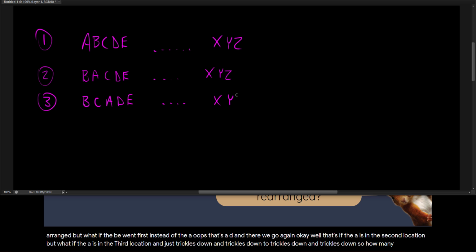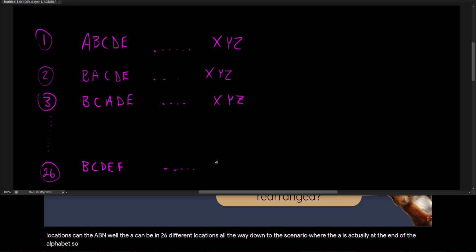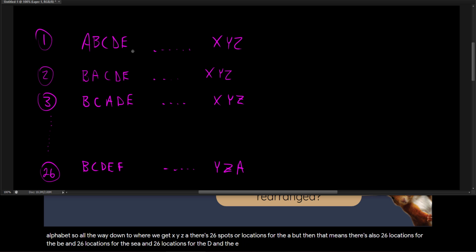So how many different locations can the A be in? Well, the A can be in 26 different locations, all the way down to the scenario where the A is actually at the end of the alphabet. So all the way down to where we get X, Y, Z, A. There's 26 spots or locations for the A. But then that means there's also 26 locations for the B, and 26 locations for the C, and 26 locations for the D and the E.